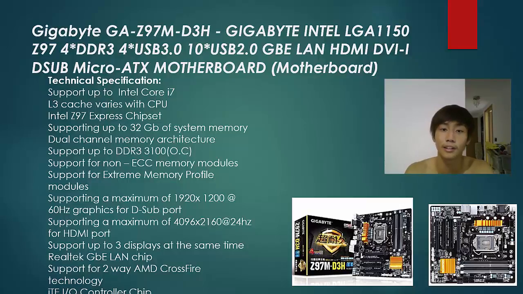specification. It supports the Intel i7 core we have chosen, so it is able to support what we have chosen for our product. Other than this, there is an L3 cache shared with the CPU, the Intel Z97 Express chipset, and a RAM system supporting up to 32 GB of system memory. Furthermore, there is a dual channel memory architecture, and it supports up to DDR3 3100 OC.